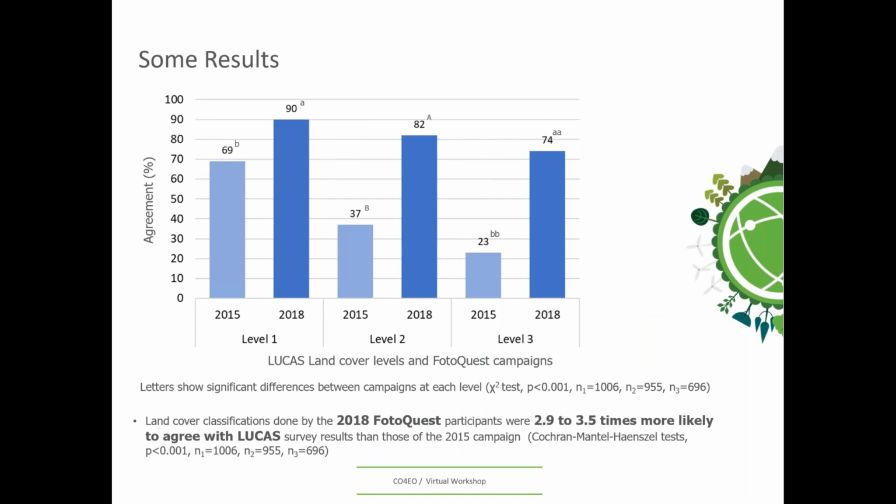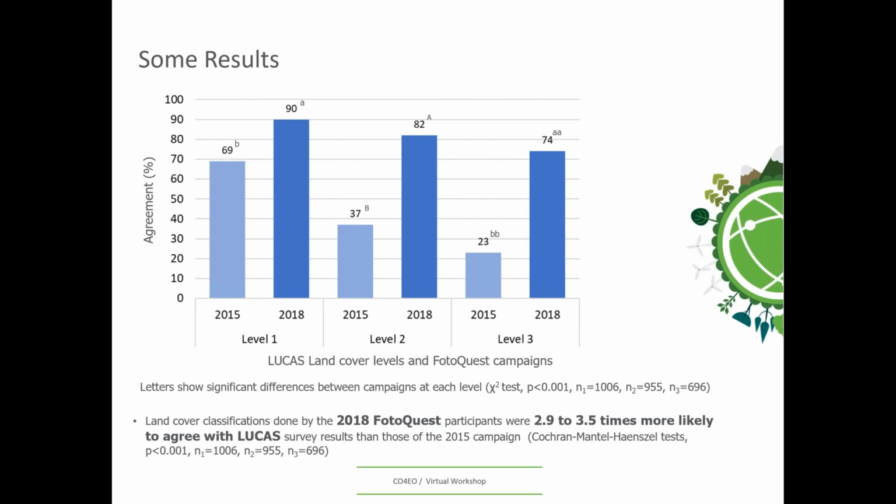Okay, so here are some initial results. This is just the agreement between the player or the user of the app and the Lucas points. Okay, so in 2015, you can see, for example, level 1. Level 1 is the really high level categories: cropland, forest, urban, built up. And there the agreement was around 70%, 69%, and by 2018, this had improved greatly. And in fact, you can see across all 3 levels, level 3 is the most detailed, there you're starting to get crop types, it had also greatly improved from 2015 to 2018. So we think, of course, that this decision tree with the photographs helps users to identify the land cover more accurately.